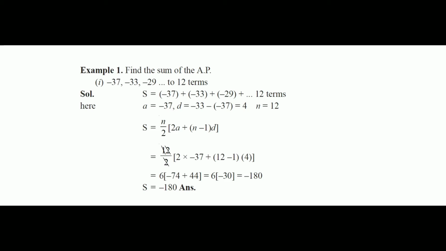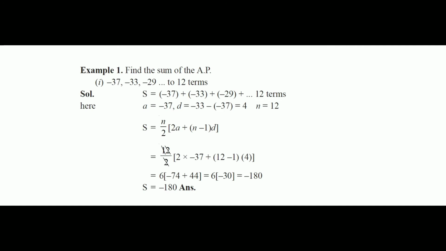We clearly see that here A, the first term, is minus 37. Now to find D, we subtract any two consecutive terms. Here D is the difference of the second term and the first term. Second term minus 33, subtract minus 37. So it becomes minus 33 plus 37, total is 4. D will be 4. And n, the number of terms, is 12, already given in the question.